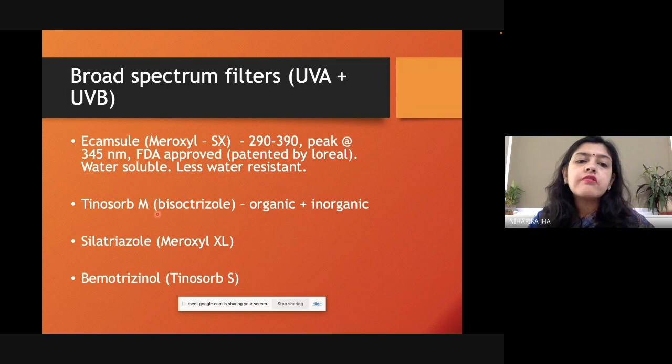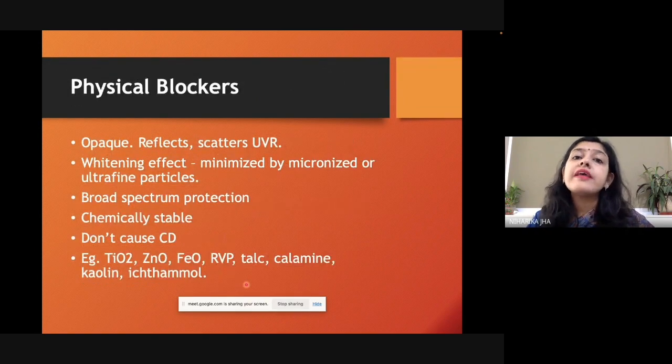The other ones include Tinosorb M, which is a combination of organic and inorganic sunscreen. Then Drometrizole trisiloxane, which is Mexoryl XL, and Tinosorb S. So these are the various broad spectrum filters which are available. Talking about the inorganic sunscreen or the physical blockers.